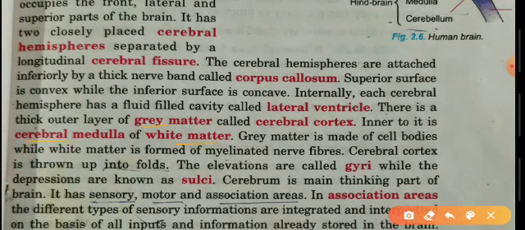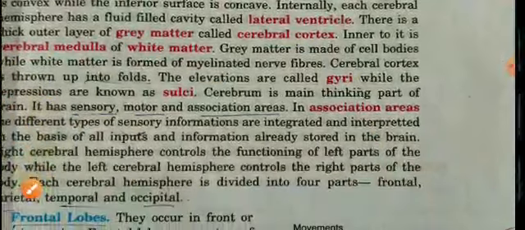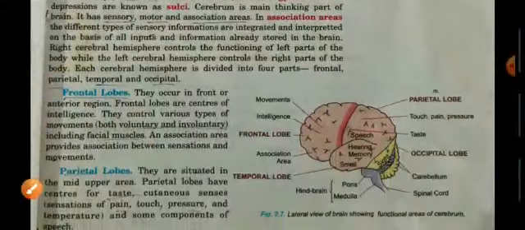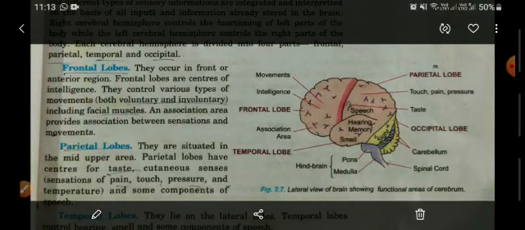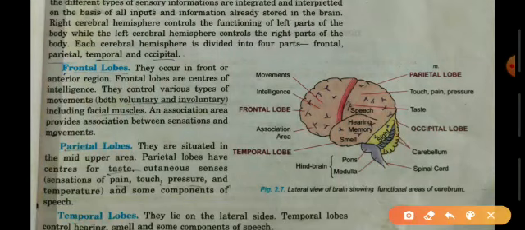The cerebral cortex has two areas: the elevated or raised area, which is called the gyri, and the depressed area, which is called the sulci. The cerebral hemisphere is internally formed of 4 lobes. These lobes are the frontal, parietal, temporal and occipital lobes. Let's learn about them one by one. At first, the frontal lobe.